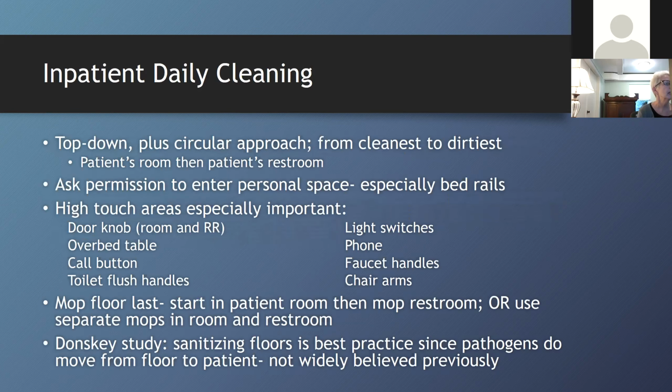Your policies and procedures should spell out and define the frequency of cleaning based on the location and the site, and also, as we've already mentioned, define what their responsibilities are related to construction activities within the facility. So, inpatient daily cleaning. EVS has a lot of responsibilities. They clean common areas, they clean patient rooms, both on a daily basis and then terminal clean. We're going to talk a little bit about the daily cleaning first.